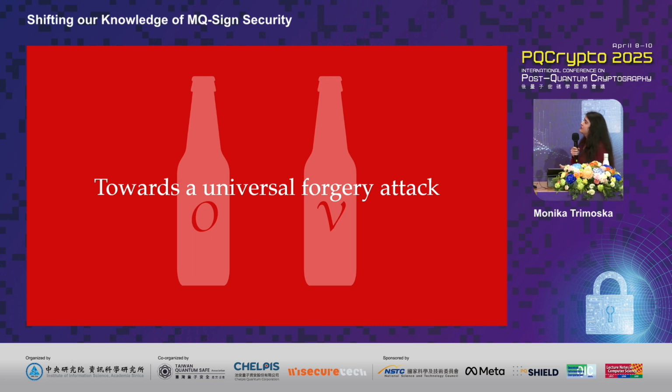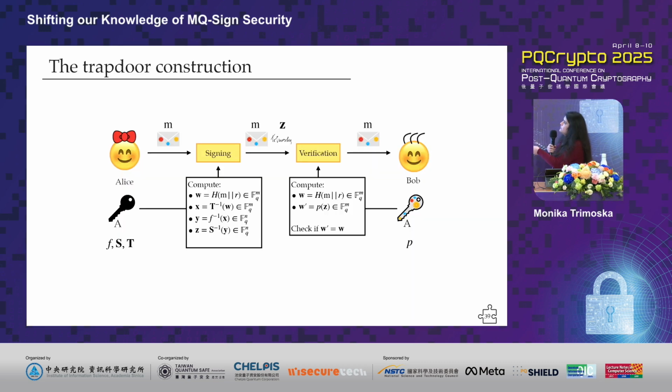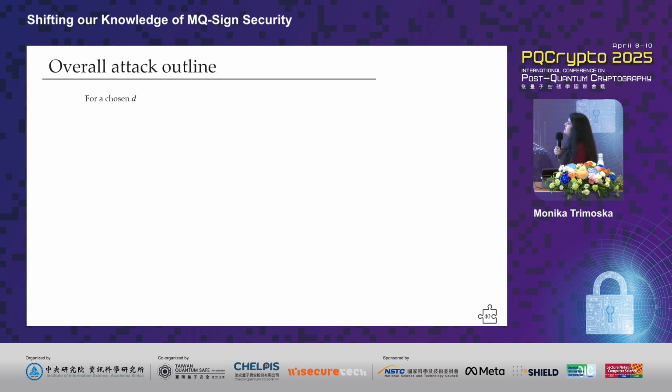So now, how do we turn this into a universal forgery attack, right? Because this was only for some weak targets. Well, if you recall, this is like the trapdoor construction of how UOV, or trapdoor-based signatures are created. So basically, when you are signing, you need to sign for the hash of the message concatenated with some salt, right? So this is going to be your target, and on the signer side, you can do this easily. On the verification side, you need to compute whether this is the case. So if you're an attacker, you need to find a pre-image of this W. Yeah, this is the idea for the overall attack.